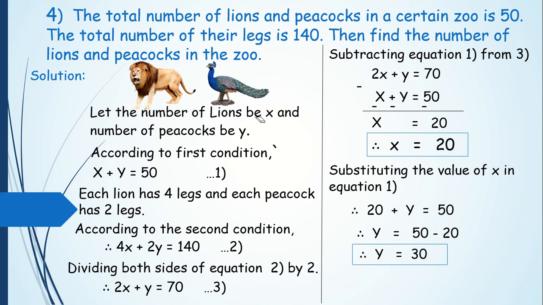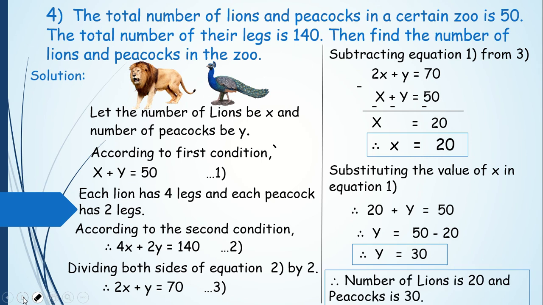And x we have assumed as lions and y we have assumed as peacocks. So we will write the final answer. Therefore, the number of lions is 20 and the number of peacocks is 30. Let's move on to the next sum.